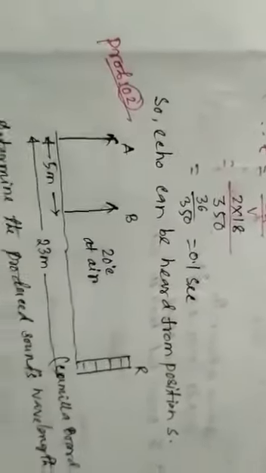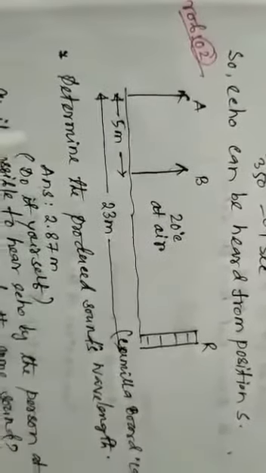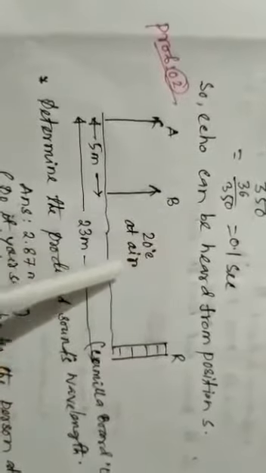Okay, so let's talk about the second problem. This is a very important problem. There are two persons actually. One is at position A and one is at position B, and R is the reflector. The temperature of that place is 20 degrees centigrade. The distance between A and B is 5 meter, and the distance between A and R is 20 meter.